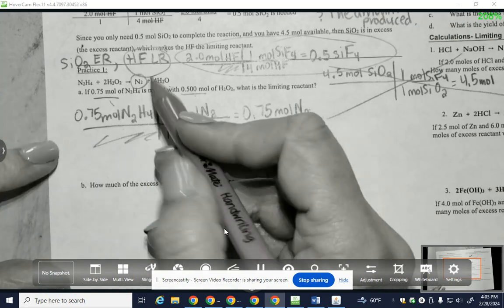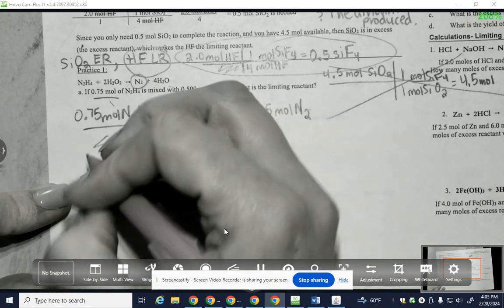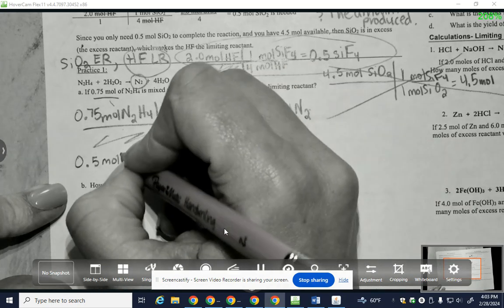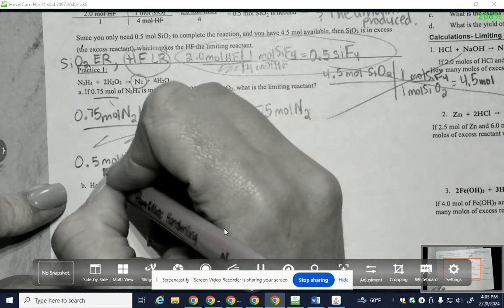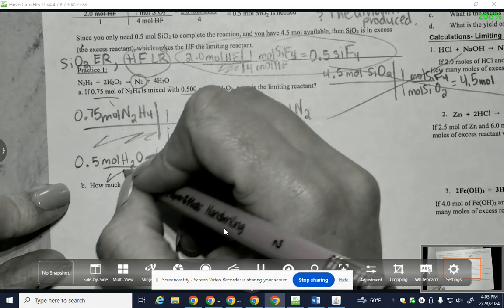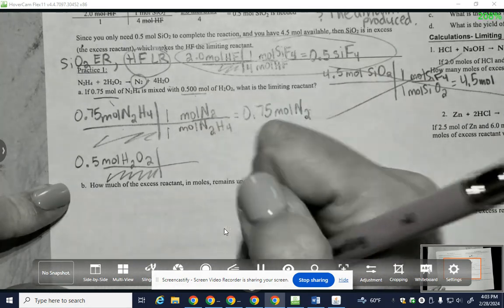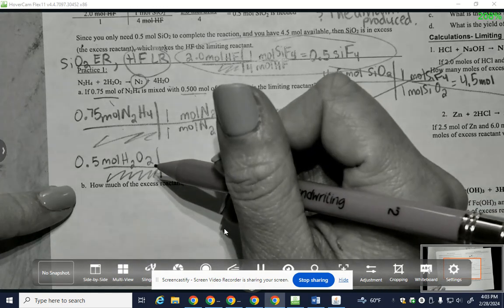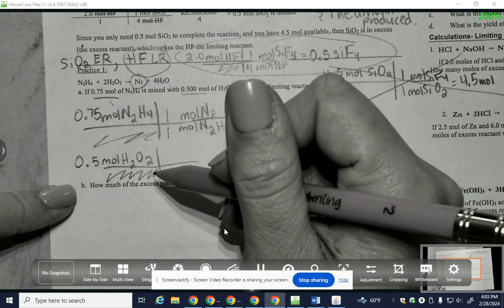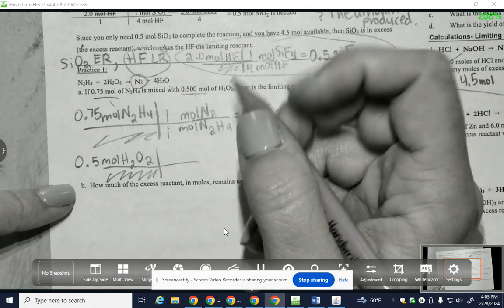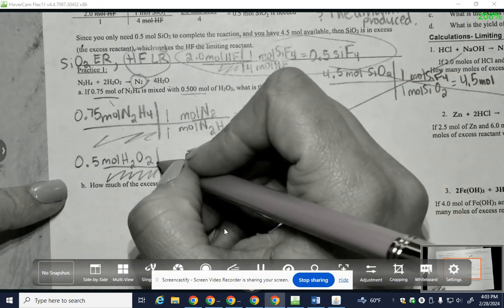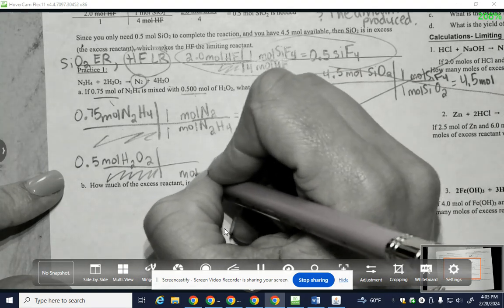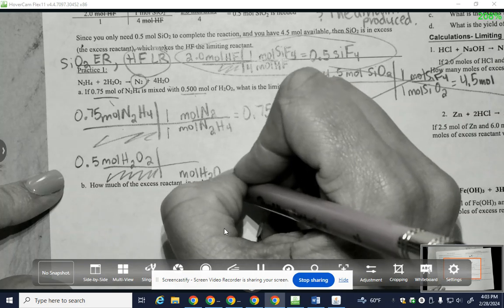The next one, we have 0.5 moles of H2O2. Does anybody know what H2O2 is? That is hydrogen peroxide. Yep. Oh, were you about to say? Sorry. Good job. All right, hydrogen peroxide. So, bring words onto the right. We got that, hydrogen peroxide.